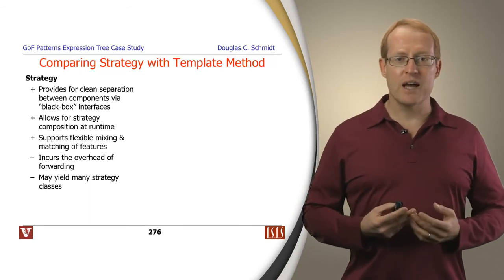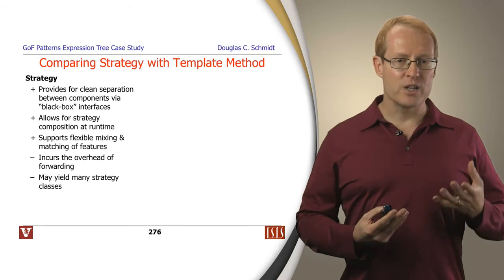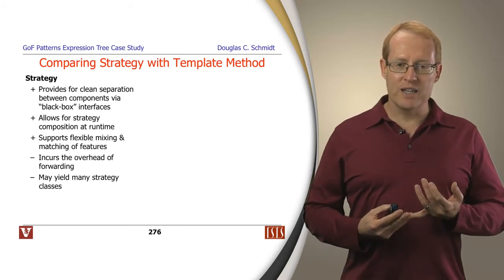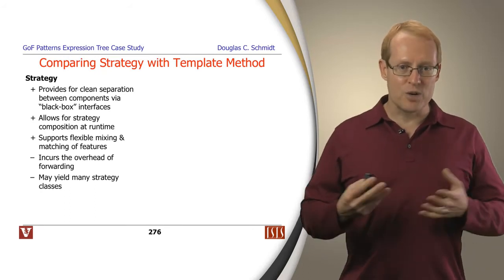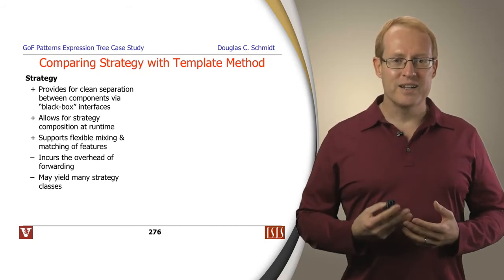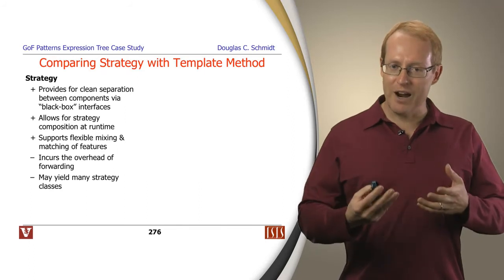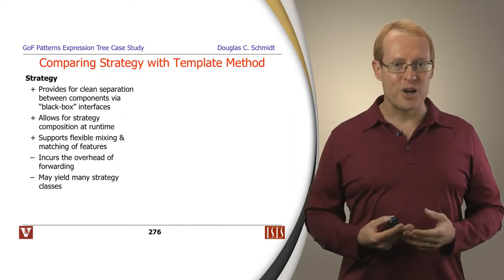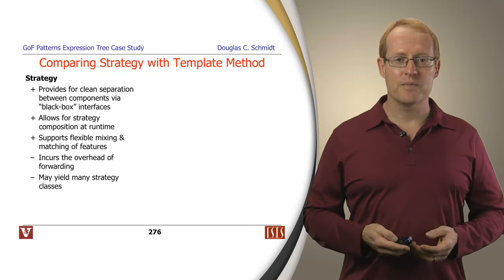But there are some downsides. There's some forwarding overhead when you use strategy, typically. You may also end up with lots and lots of strategy classes. The surface area can be very large, which is one reason why I chose to use the template version to illustrate my example, because if I used the inheritance version, it would have been a lot more pieces of code to illustrate in a short presentation.